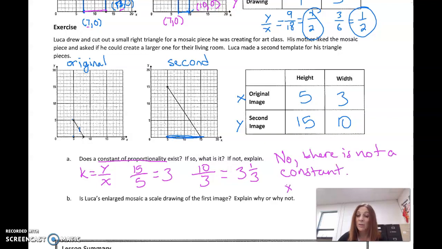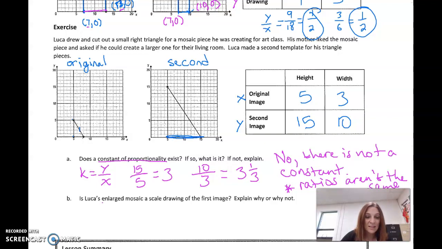Okay, something else maybe we should say is ratios aren't the same because these two things are ratios. Okay, these two ratios, 15 over 5 is not the same as 10 over 3. So back now to being enlarged. So if we're reducing it, we're multiplying by a number less than 1. If we're making it larger, we're multiplying by a number bigger than 1.